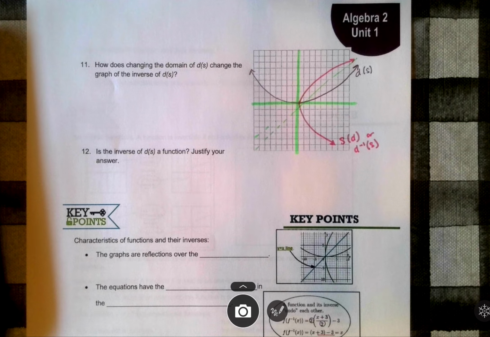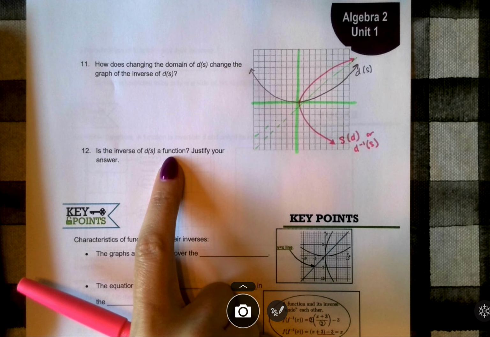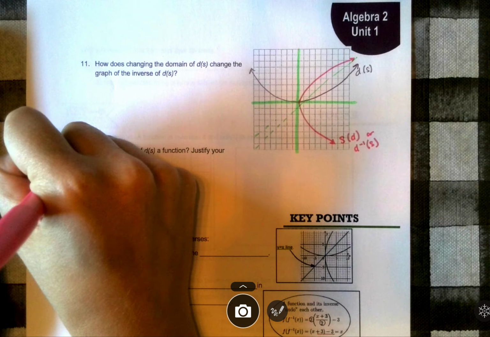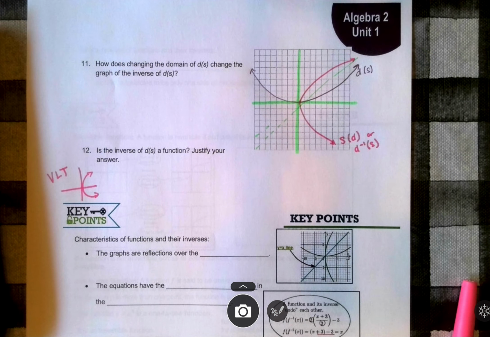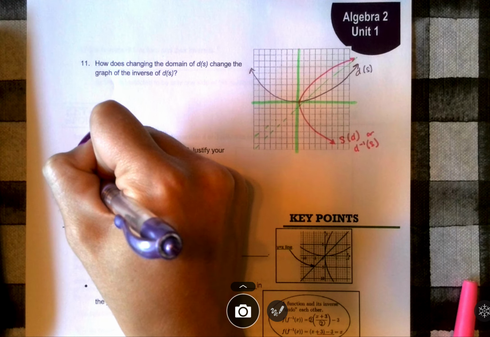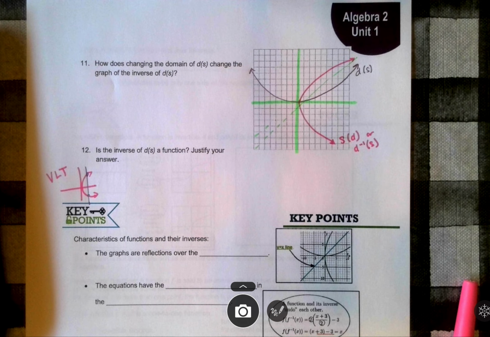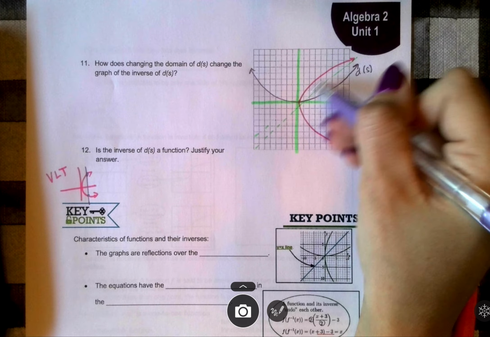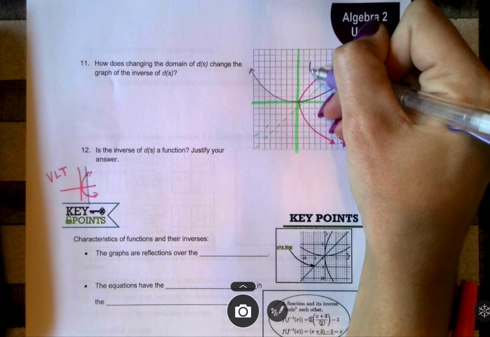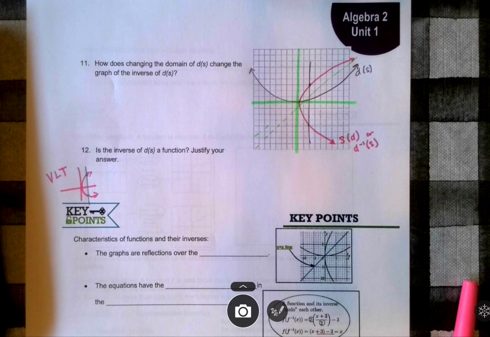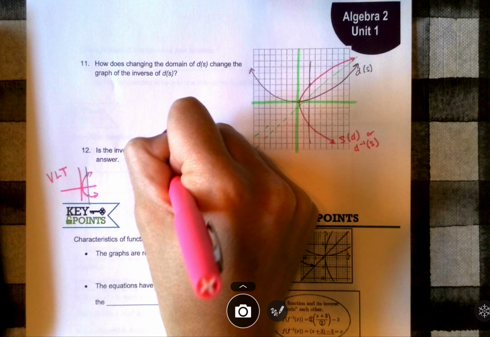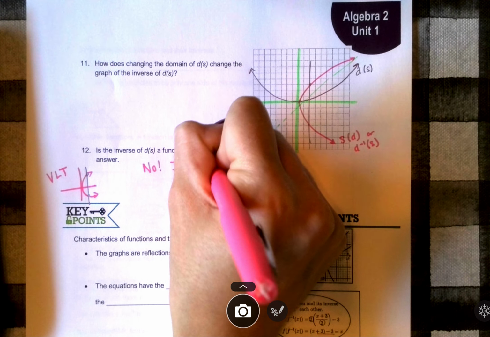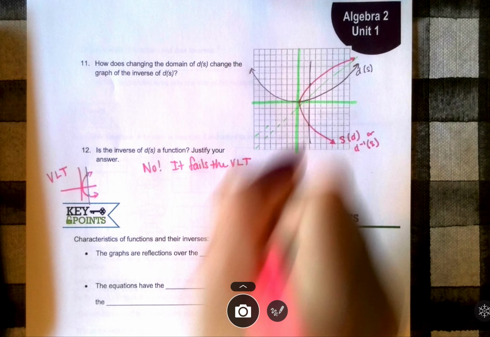It's not. When I have a graph and I'm looking for a function, I want to do my vertical line test, which is if I have a graph, if I can draw a vertical line anywhere and it crosses more than once, it fails the vertical line test. So looking at my pink graph here, if I draw a vertical line, it crosses or hits more than once, it fails. So it is not a function. So is the inverse a function? No. It fails the vertical line test.